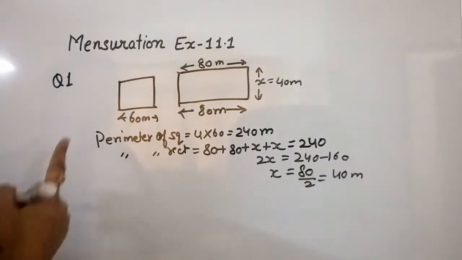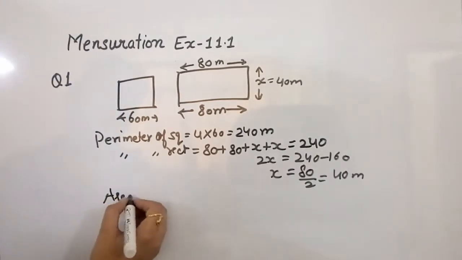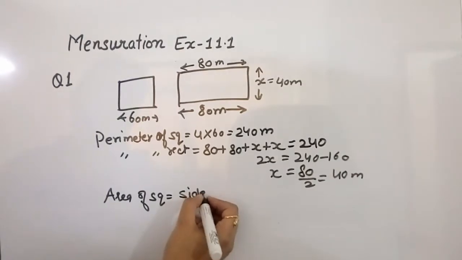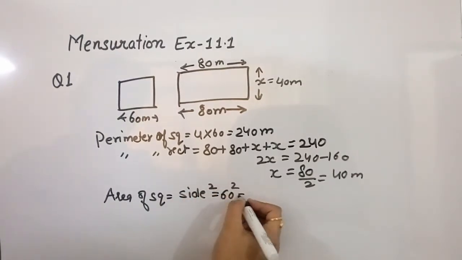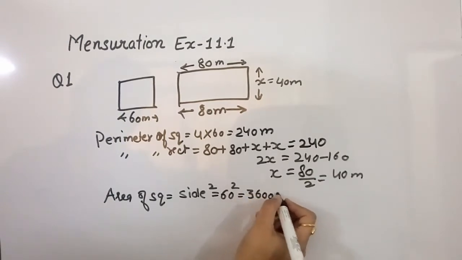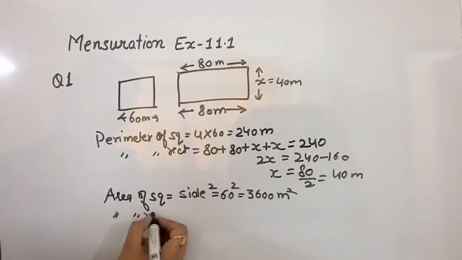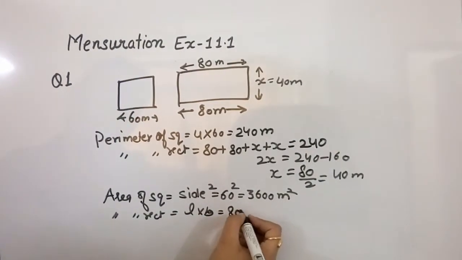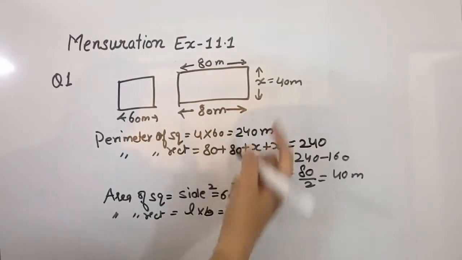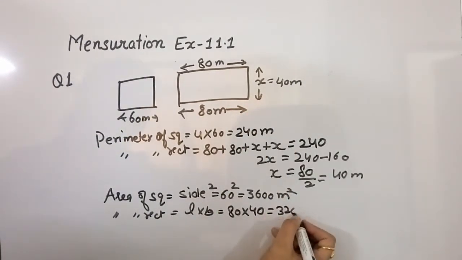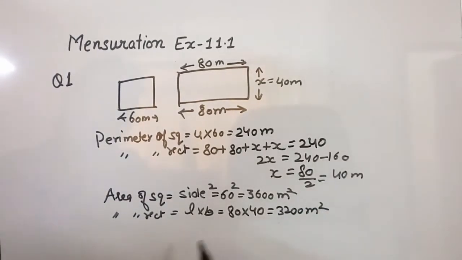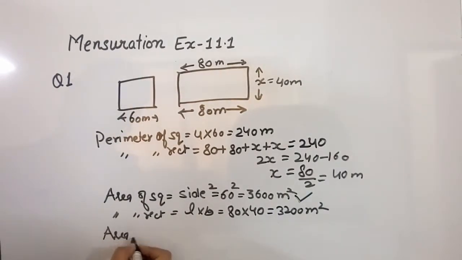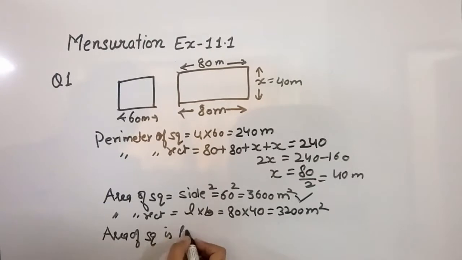So we need to find out which one has greater area. So area of square is side square, that is 60 square, 3600 meter square, and area of rectangle is length into breadth. Length was 80 and we found out that breadth is 40, so this is 3200 meter square. From here we got our answer that area of square is larger.